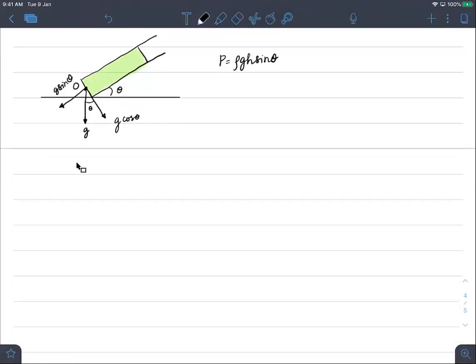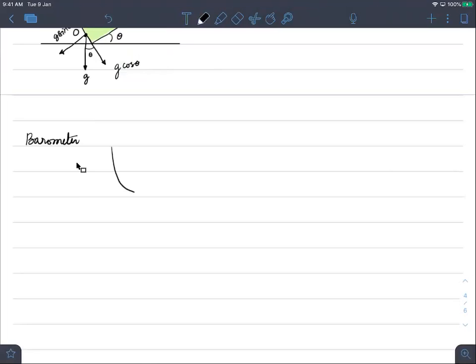Once you know the column pressure, now we can read what is barometer. So in barometer, what we are doing, we are taking a trough, a bowl here, in which we are filling the mercury up to the brim here, and then we are inserting a column, a small capillary column here, and it is closed on one end, and it is vacuum inside.